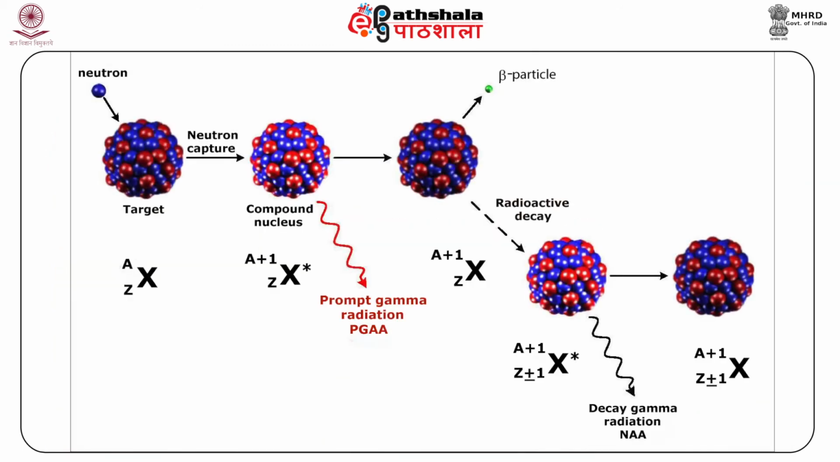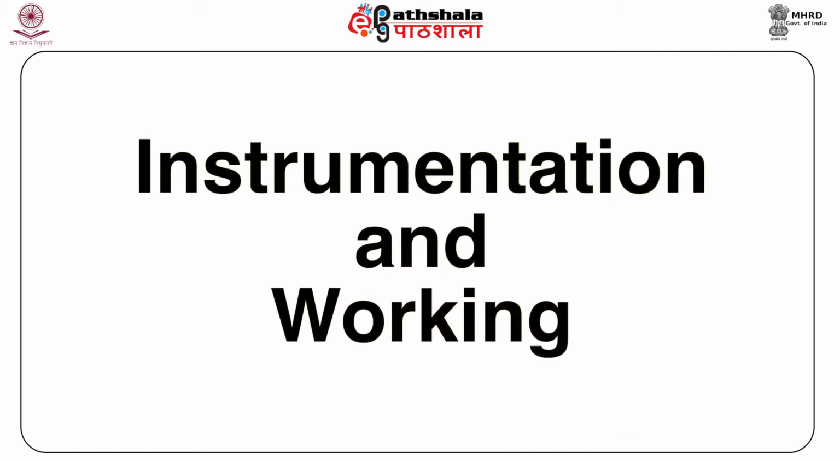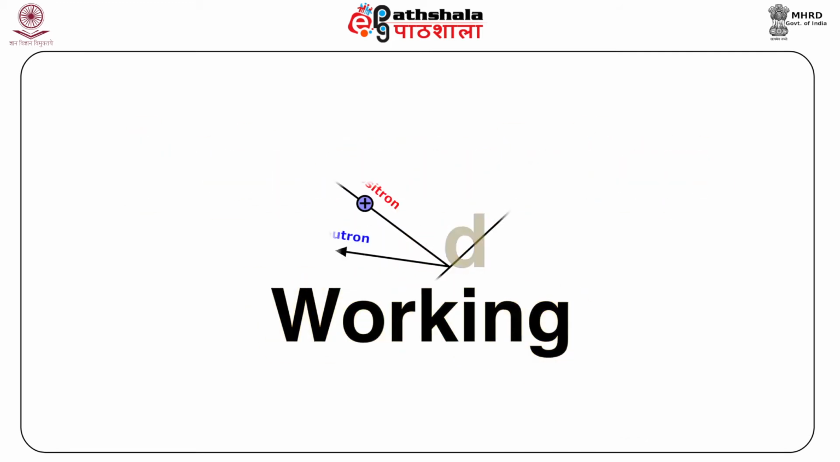Principle: the sample is bombarded with neutrons, causing the elements to form radioactive isotopes. The radioactive emissions and radioactive decay paths for each element are well known. By using this information, the spectra of emissions of the radioactive sample are studied, and the concentrations of the elements inside it are determined. Now we move on to instrumentation and working.